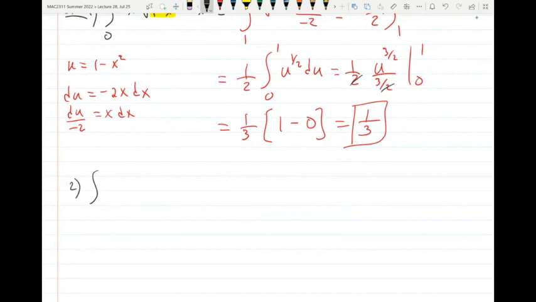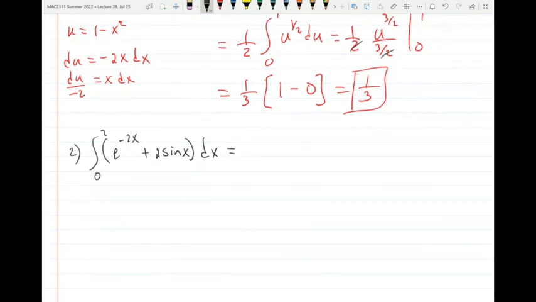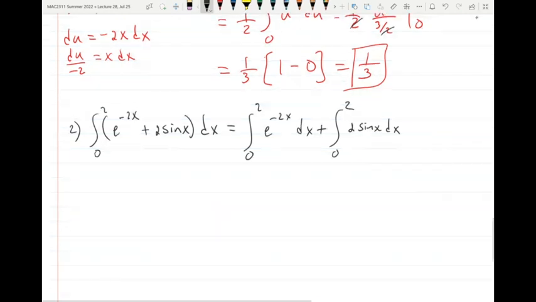What's the integral from 0 to 2 of e to the negative 2x plus 2 sine of x? Let's do this. Okay, so here this is a sum, right? So we can write it as a sum of two integrals if you want. So you can think of this as two little integrals: from 0 to 2, e to the negative 2x, plus the integral from 0 to 2 of 2 sine x. Yes?